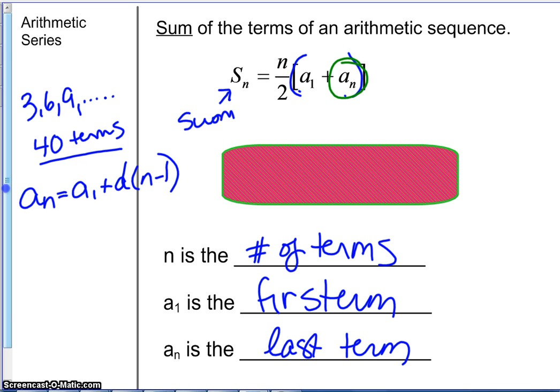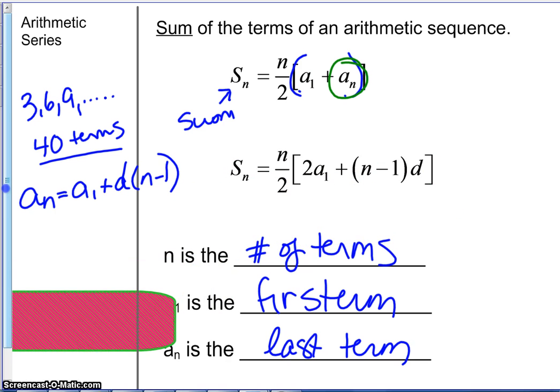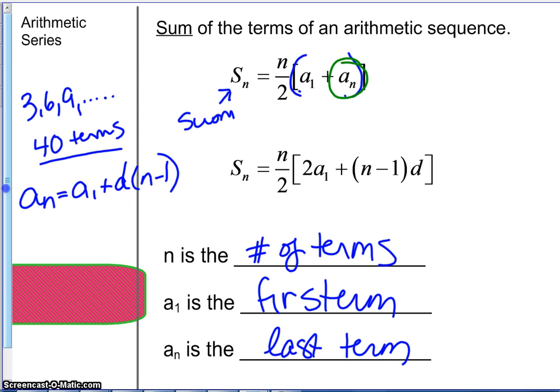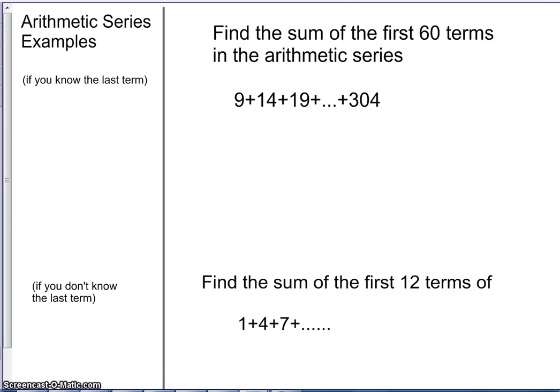Well, we could plug this in for our a sub n, and that's what I'm going to do here with this formula. It's okay. I actually don't like using it. I actually like calculating. You'll see me in another example. I'm going to calculate the a sub n off to the side and then plug it back in. But if you want it all in one formula, here it is, all in one formula. So let's look at some examples here.